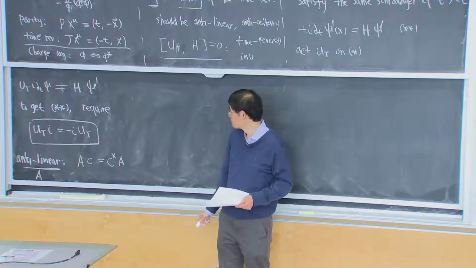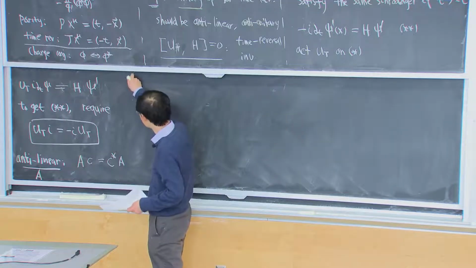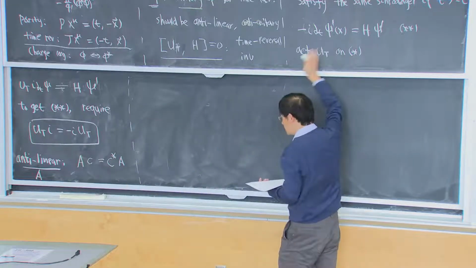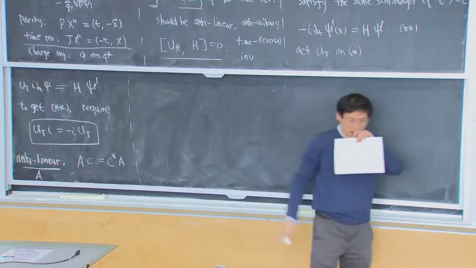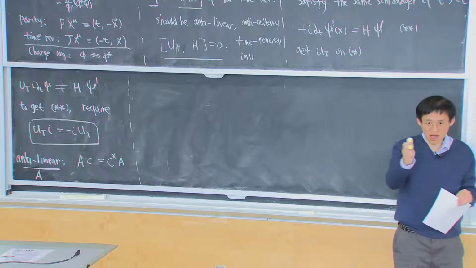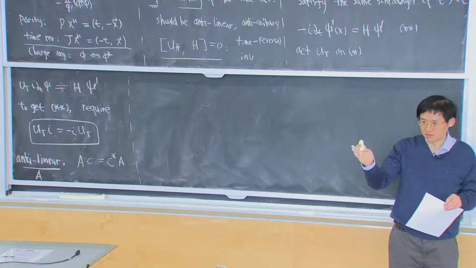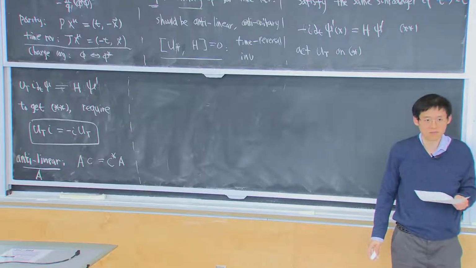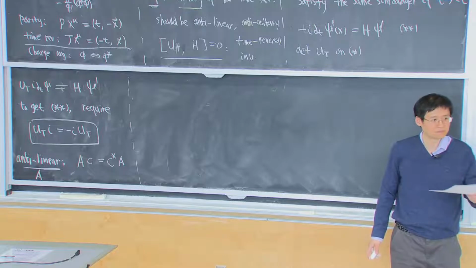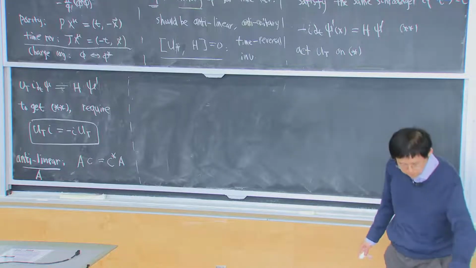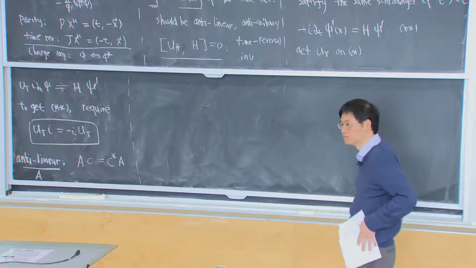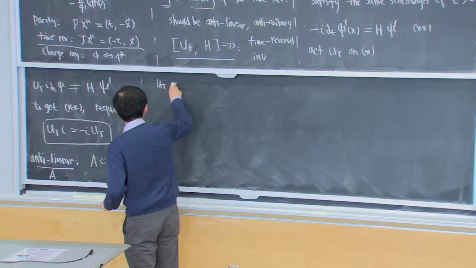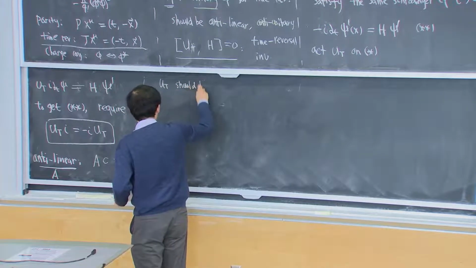So you see here, in order for UT to really be a time reversal operator, UT has to be antilinear, so that when you pass through i, it takes i to minus i, because minus i is the complex conjugate of i. Okay, good. Any questions on this? So UT should be antilinear.